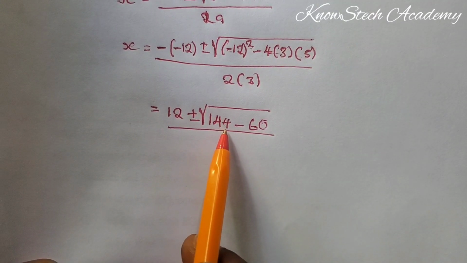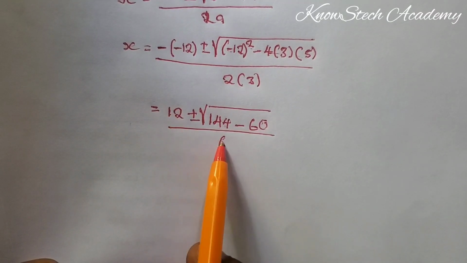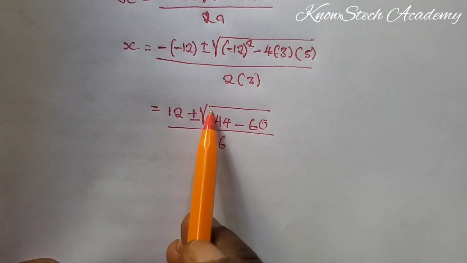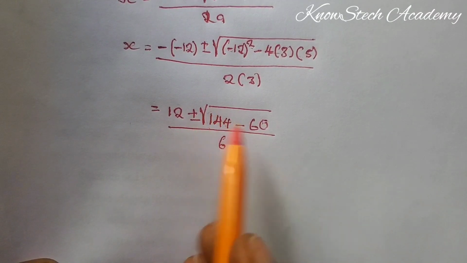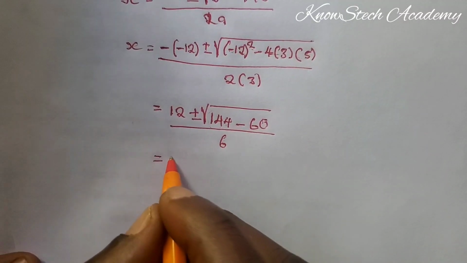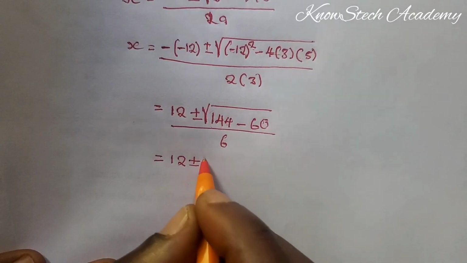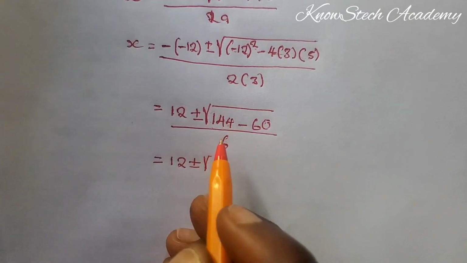When you reach this stage, please don't do anything to the numbers that are outside. Just solve the numbers that are inside the square root symbol. So it will be 12 plus or minus the root. What is 144?